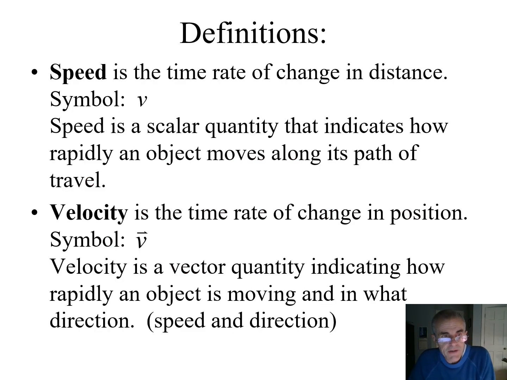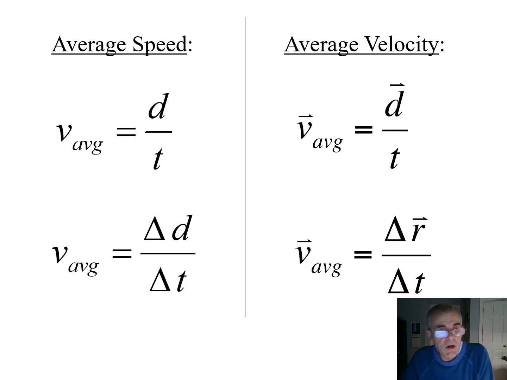Here is a reminder of the definitions. Speed is a rate of change in distance. It's a scalar. Velocity is rate of change in position, which is a vector, it has a direction aspect. Here are some formulas that you hopefully have already seen and used, and they're based on the definitions. Average speed would be delta d over delta t, change in distance per time. Average velocity would be delta r over delta t, change in position per unit time.